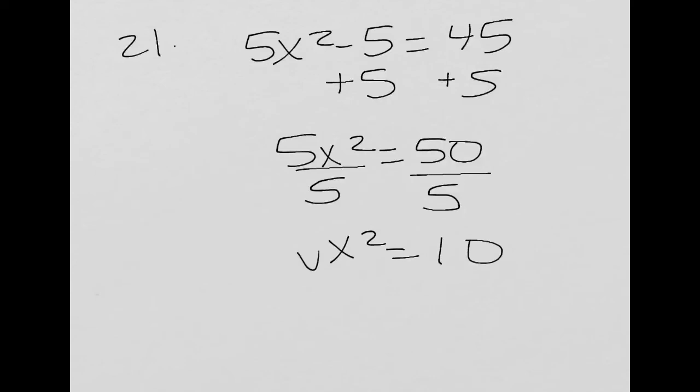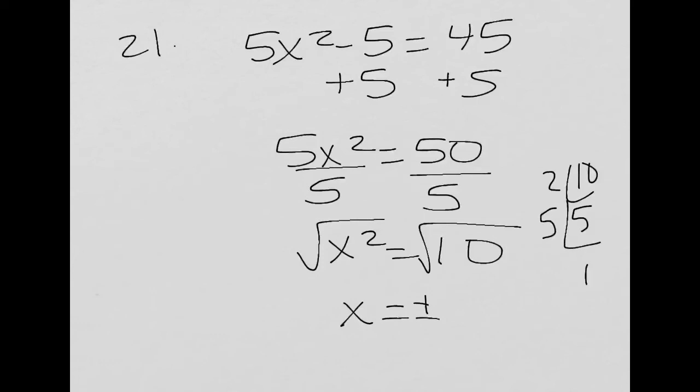We've got to get x, so we take a square root. We took a square root while solving an equation, so we get a plus or minus. 10's not a perfect square, but when you break it down, there are no pairs, so it has to stay the square root of 10. So your answer will be plus or minus the square root of 10.